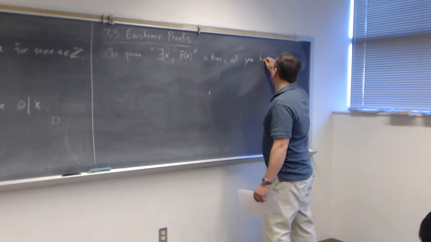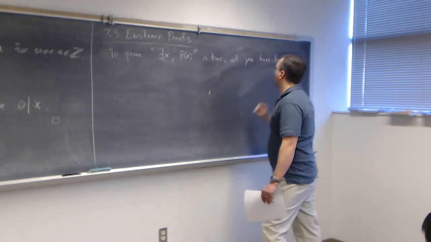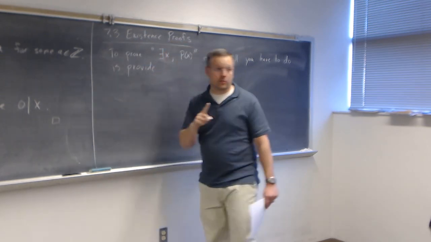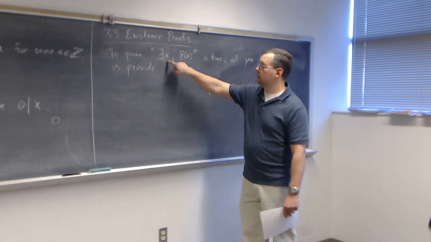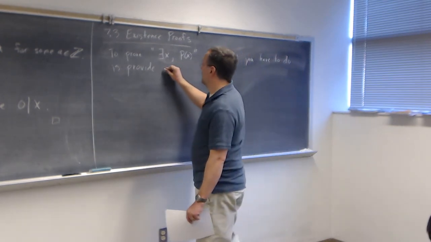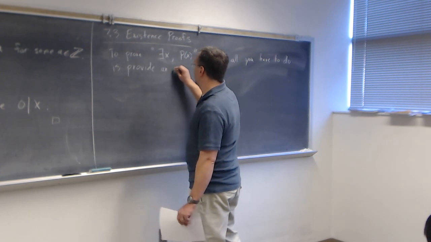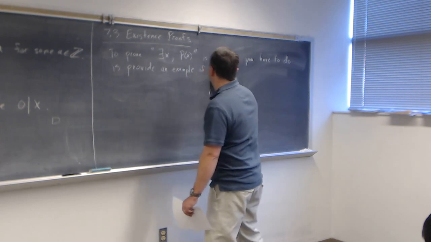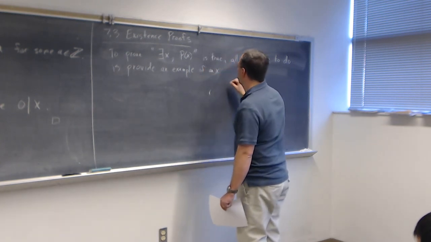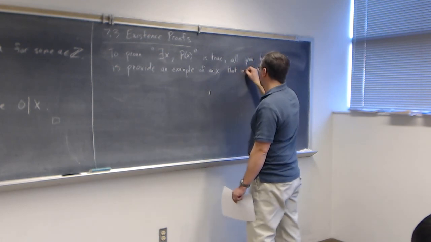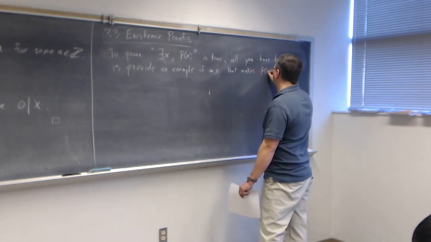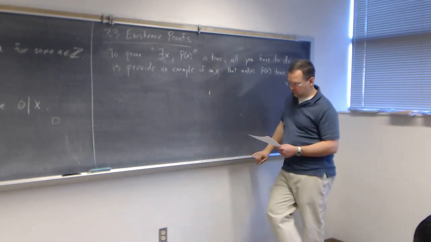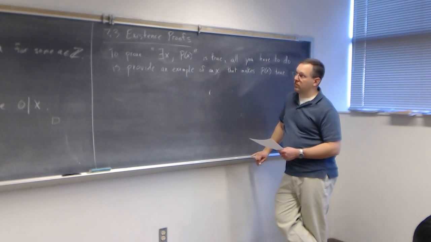To prove there exists x such that p of x is true, all you have to do is provide one example of an x that makes p of x true. So provide an example of an x that makes p of x true. Okay.